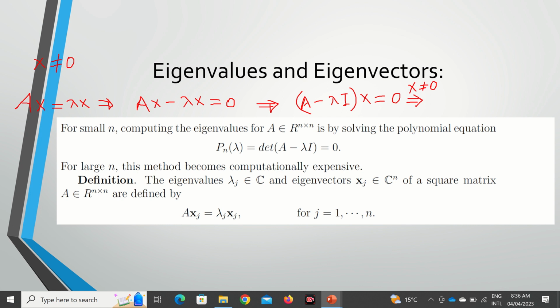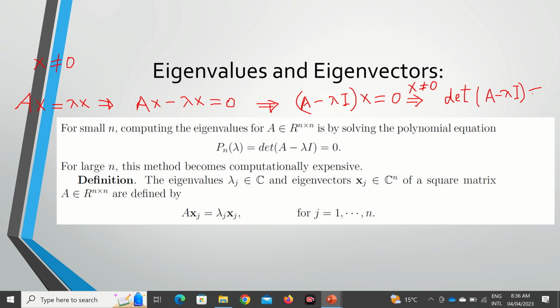Okay, but a non-trivial solution for a system of equations exists if, what is the condition? If the determinant of the coefficient matrix is what? That is 0. Because if the determinant of the coefficient matrix is not 0, then the system will have a unique solution, and in that case, you'll have only the trivial solution. We are not interested in the trivial solution. We are interested in the non-trivial solution.